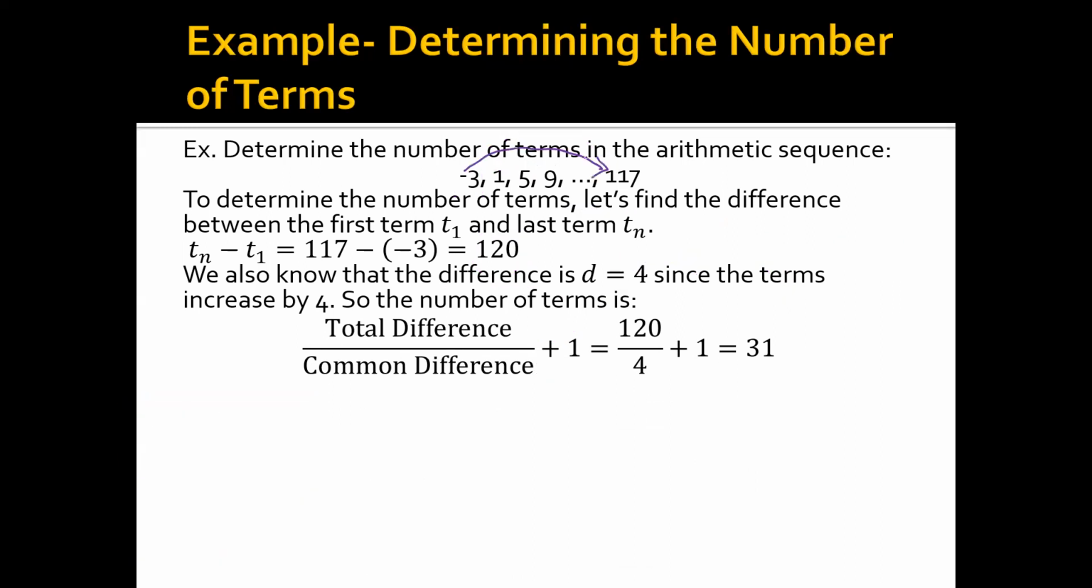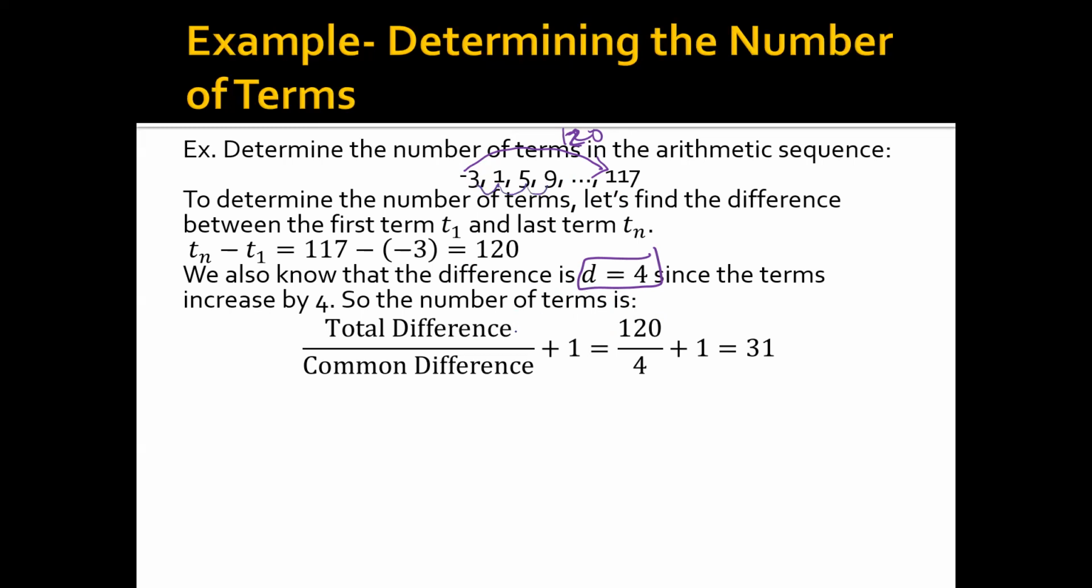What we're essentially saying is that there is a difference of 120 between the first and the last. And we know that each time we move from one term to another, we add 4. So if we want to figure out how many term numbers are in between them, how many are there in total? You want to think of it that way. How many numbers are in between them?